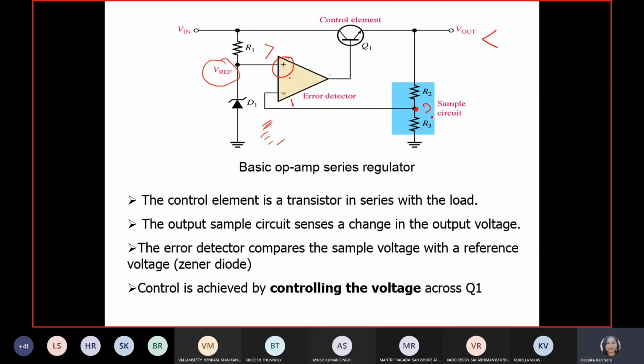So what will be the case? This Zener diode will help until this negative voltage becomes equivalent to this reference voltage. This Zener diode will keep working until it balances the input voltage, so that when this voltage is a little less than the reference, it will generate an error output voltage.